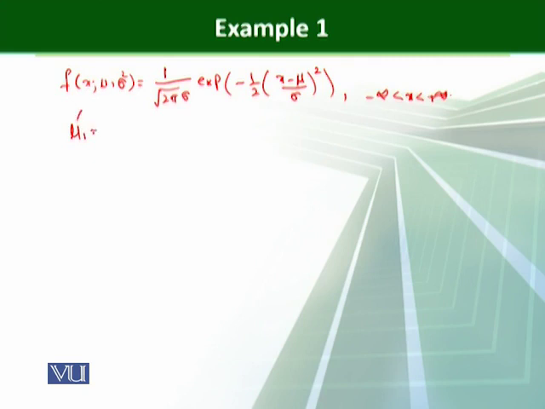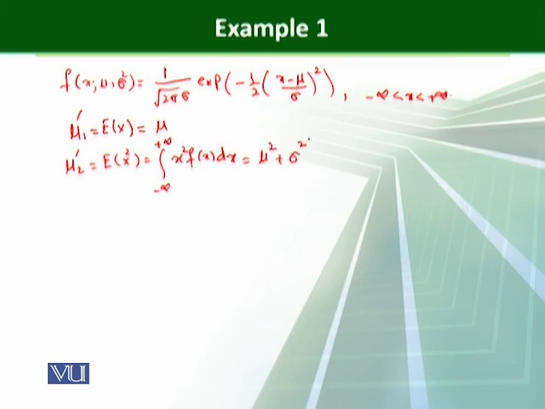1 dash, the population moment, which is the expected value of X, as I have already shown in the previous slide, and that is equal to mu. That is well defined. Again, we can find the second moment, that is the expected value of X square, which is the integral from minus infinity to plus infinity of x square f of x dx, and this is also well defined, that is mu square plus sigma square.